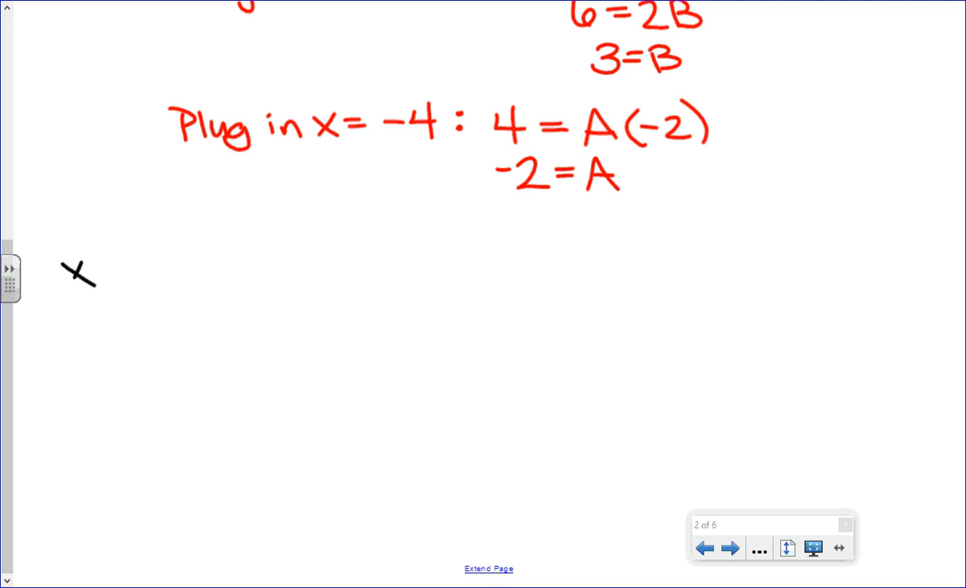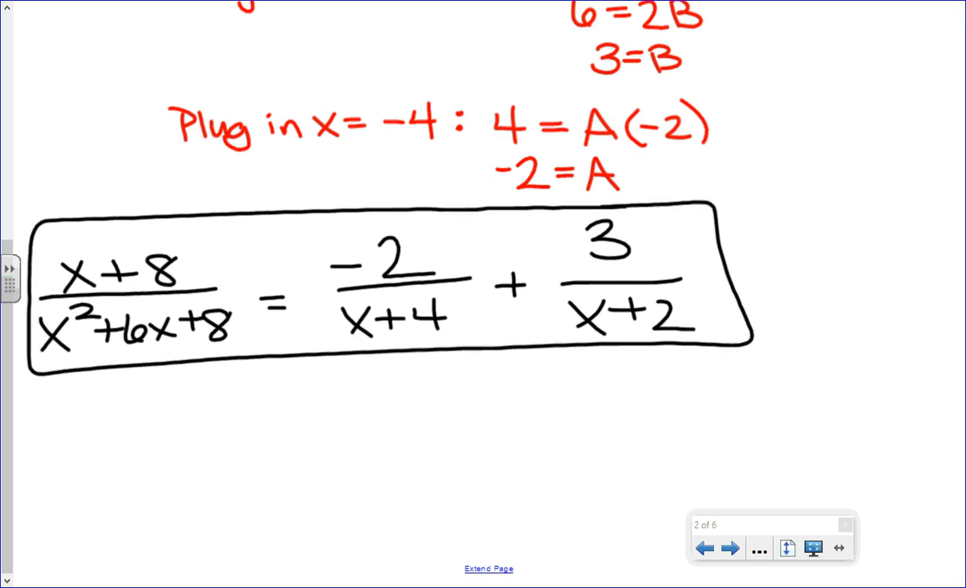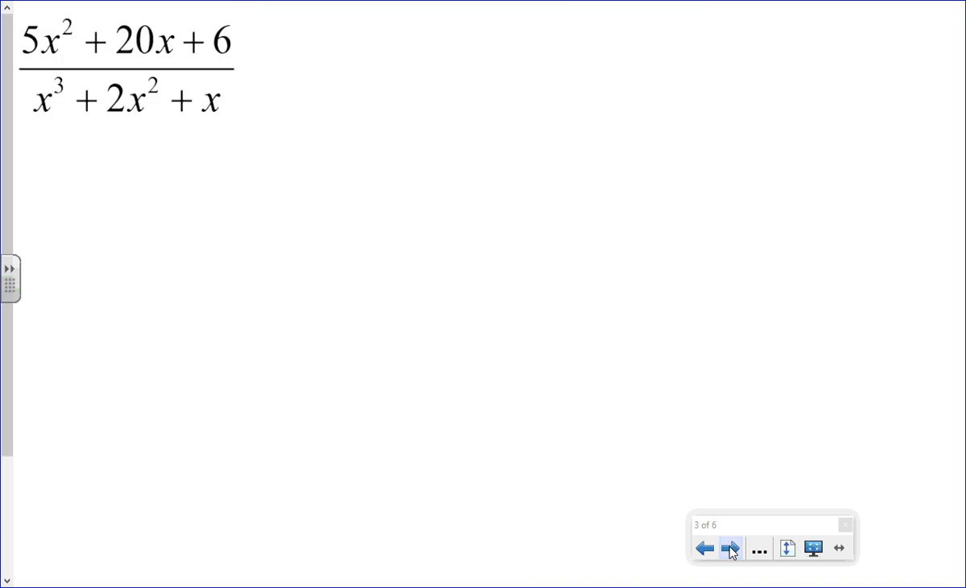Our original problem was x plus 8 over x squared plus 6x plus 8. That is the same thing as a over x plus 4 plus b over x plus 2. If you found common denominators to add these two fractions together, we'd get back to this right here. And that's what we're doing. Questions on that? Okay. Go ahead and write this one down.